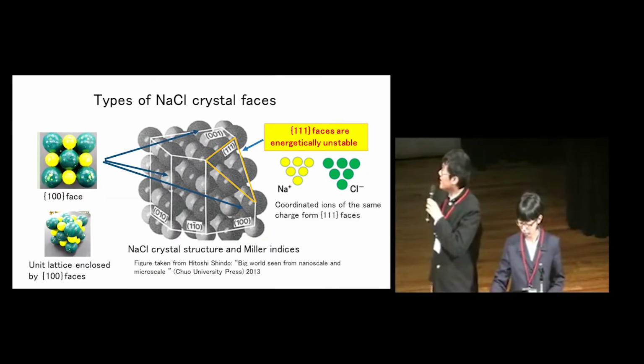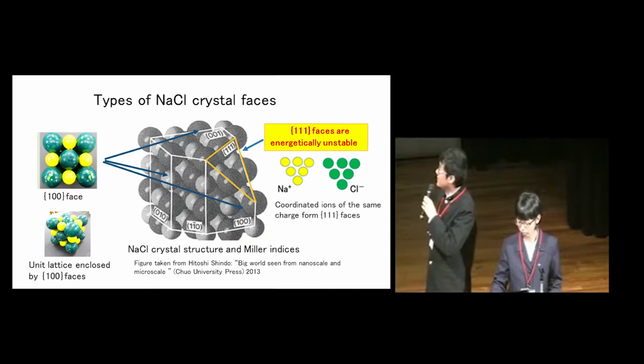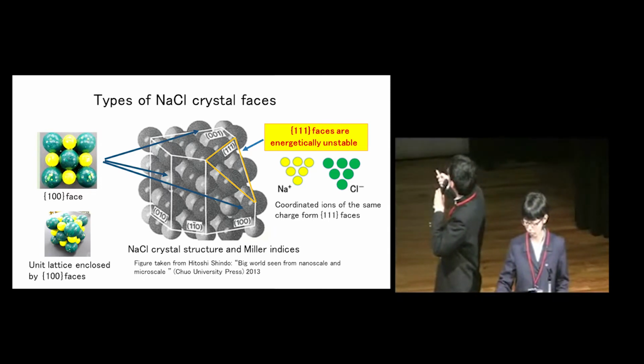So do you know Miller indices? There are many cutting phases of a crystal, and one of the diagonal cutting phases is the 111 phase. This phase is unstable because ions of the same charge are coordinated when it forms the 111 phase.